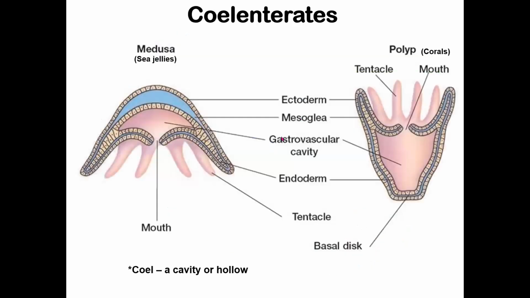Something a bit bigger, the coelenterates. The first bit of the word, coel, means a cavity or a hollow. So if you have a jellyfish, they have this, they're mainly hollow. They have a mouth.